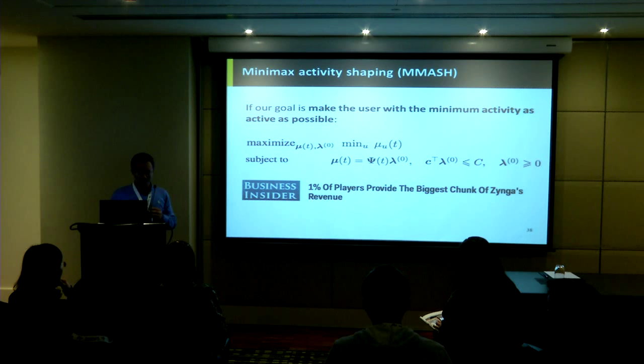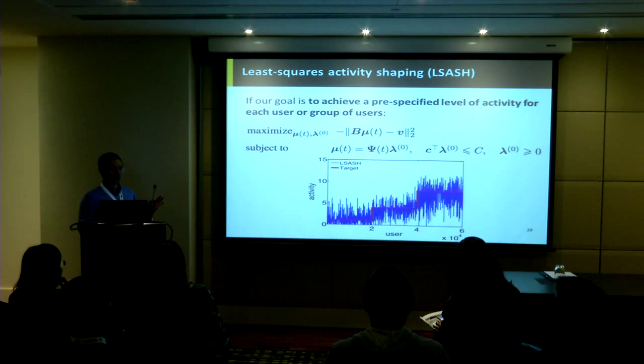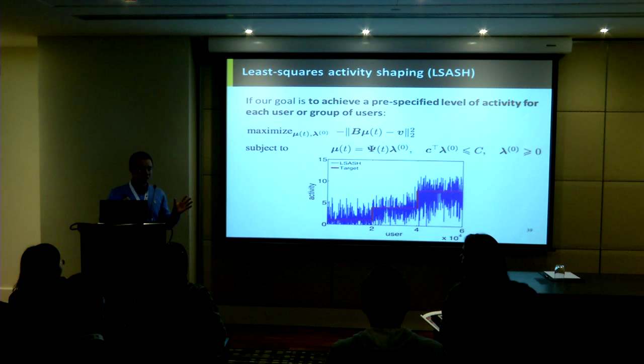If you look further into this optimization problem, what you will find is, this is yet another example. We call it the least square activity shaping. The earlier two were either maximizing the average activity or maximizing the smallest activity. In this particular case, suppose you want the activity of the network to achieve a particular target, V, okay? So this guy has to tweet 2 times a day, and the other guy tweets 3 times a day. You want to achieve a target, V, yeah?